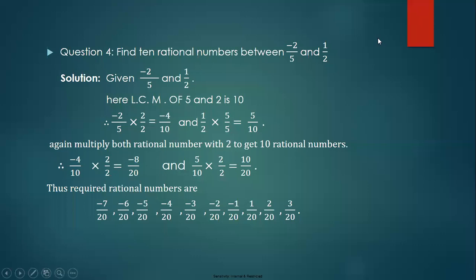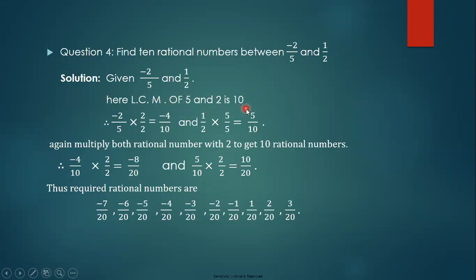Next question is find 10 rational numbers between minus 2 by 5 and 1 by 2. So now here these two rational numbers are given. What are the rational numbers given? Minus 2 by 5 and 1 by 2. So the first step to find the 10 rational numbers between these two rationals: first we have to find the LCM. What the denominators are here? 5 and 2. So first find the LCM of 5 and 2.